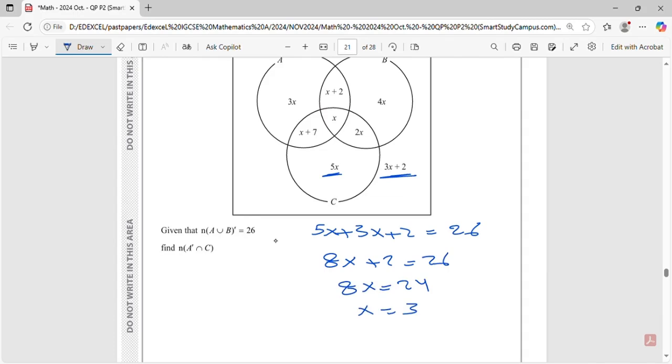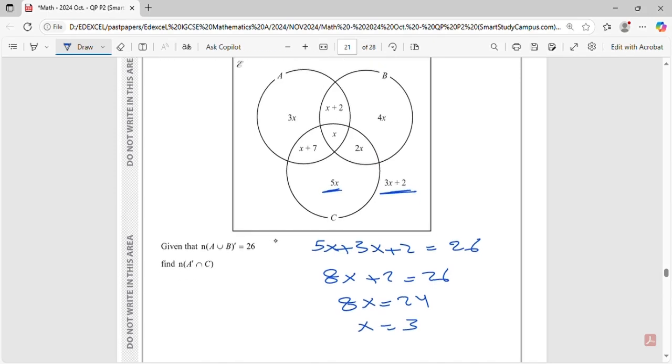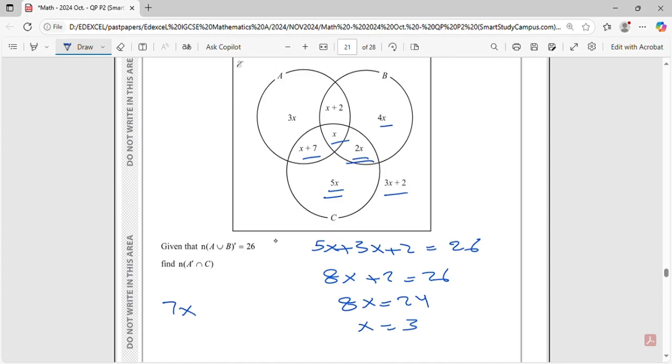And he said to find the number of A dash intersect C. For this information, A dash here represents anything but A, which is 4x, 2x, 5x, 3x plus 2. Since he asked for intersection, A dash means anything but A. Let's mark it down a bit and intersect with C, which is represented by this circle. Look here, which numbers are repeated twice: it will be 2x and 5x, which is 7x, and we know that x equals 3, so it will be 7 multiplied by 3 equals 21.